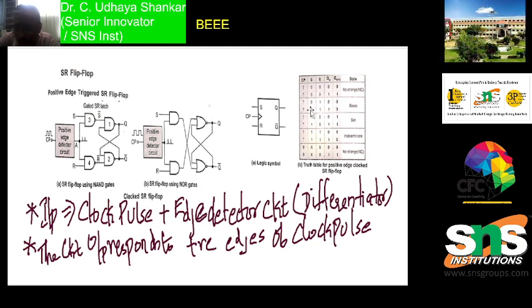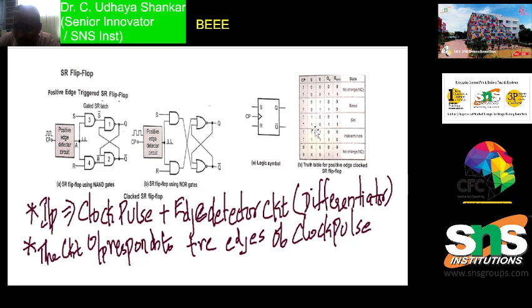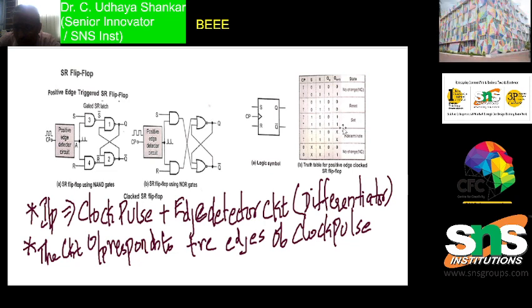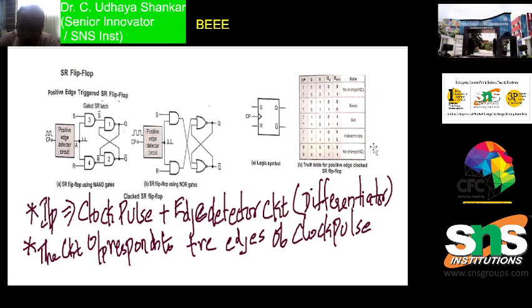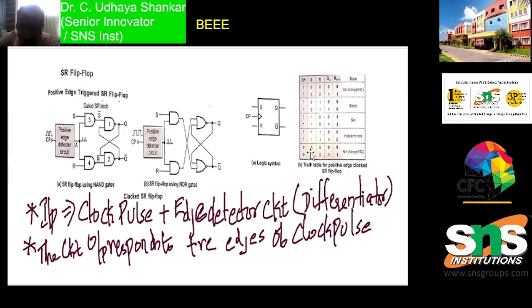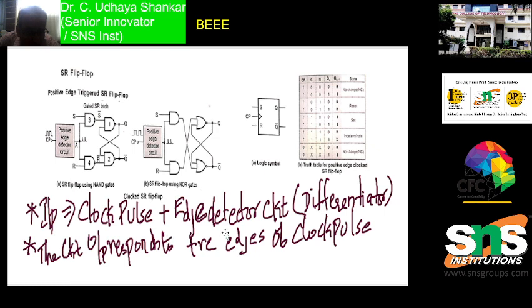Since reset is 1, Qn plus 1 will be 0. Similarly, if S is 1 and R is 0, you can see that Qn plus 1 will be 1 irrespective of the previous state Qn. If both S and R are 1, then it is an indeterminate state, so it is not advisable to go with that state. Similarly, if the clock pulse is 0, then there will be no change.